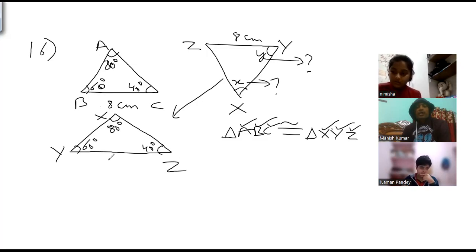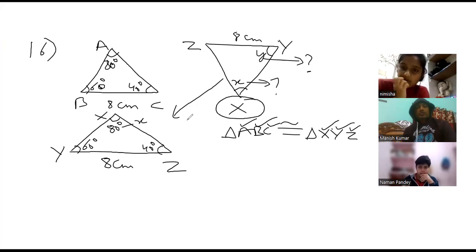And this one is 8 cm, which one? ZY. This one is 8 cm also, isn't it? Yes, sir. Okay, now what is the question? Let us see. First of all, what is the value of angle X? 80 degrees. This one is X, isn't it? This is the vertex. And what is the value of Y? 60 degrees. So 80 and 60.